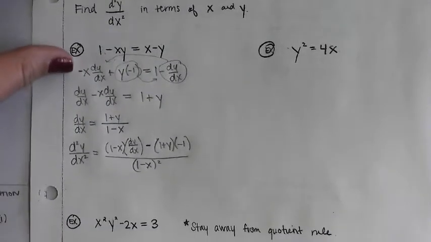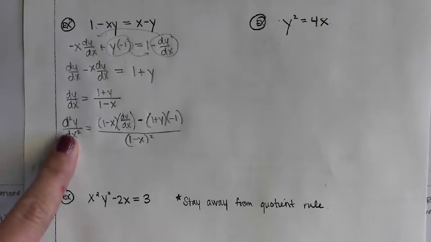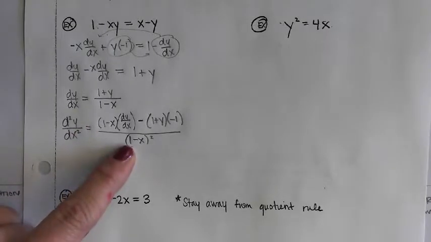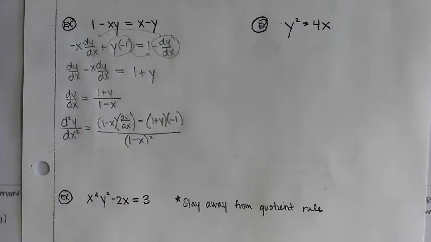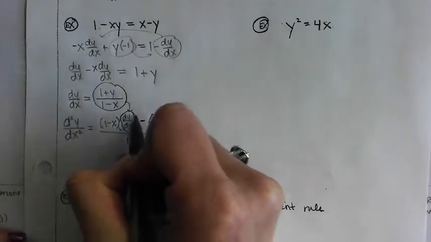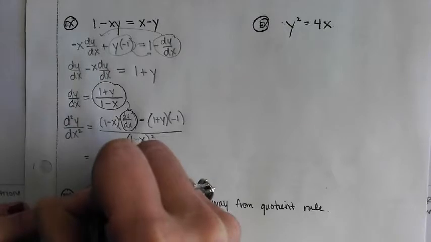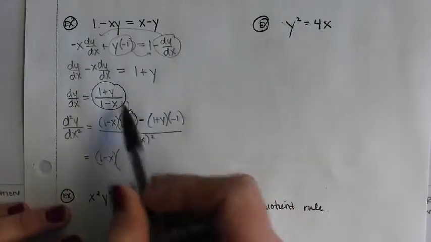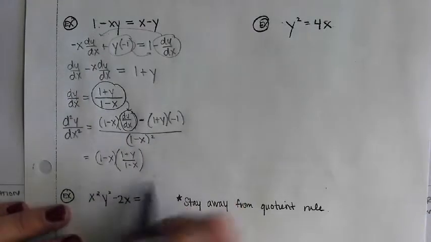Okay, so here's where this gets tricky, can get ugly, sometimes gets nicer. You cannot give the second derivative in terms of the first derivative. So we can't leave a dy/dx in our answer. So what you do is you take the first derivative and replace that, which is going to be kind of nice here because you have 1 minus x, and when you replace dy/dx with 1 plus y over 1 minus x, you'll get that to cancel.